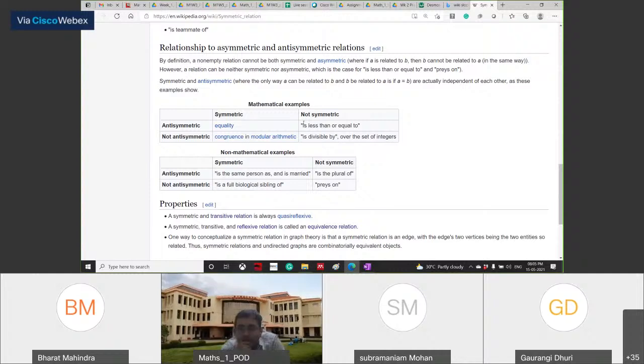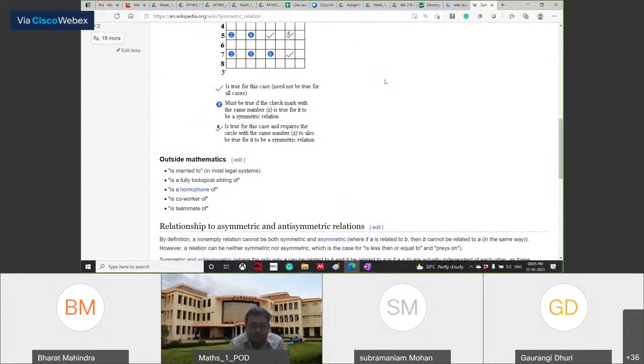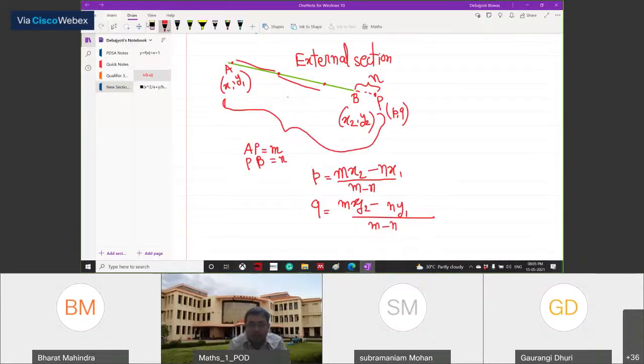If A is related to B, then B cannot be related to A. No, that is actually asymmetric. Asymmetric means that if A is related to B, then B cannot be related to A. But antisymmetric is where the only way A can relate to B and B to A is if A equals B. So basically, I'll just show you. I'll just finish this.